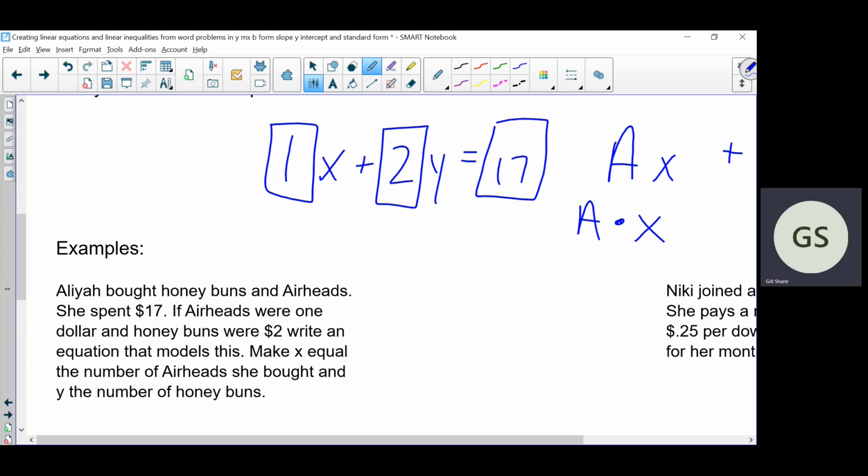Now, if I don't tell you this part, if I don't say make x equal the number of airheads and y equal the number of honey buns, then it doesn't matter which number you put in front of x. You can put either one in front of x and then put the other one in front of y. But once you do that, you've just assigned to the variable what the variable is about, because the number has to match up with what the variable is about. Like this is $1 per airhead, which means this has to be how many airheads. This is $2 per honey bun, which means this has to be how many honey buns. So those two things have to match up.